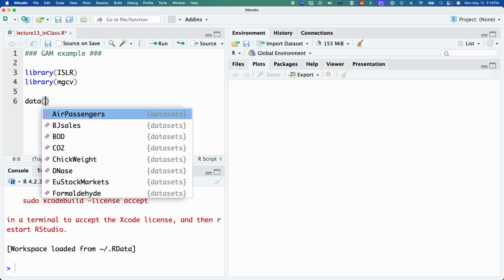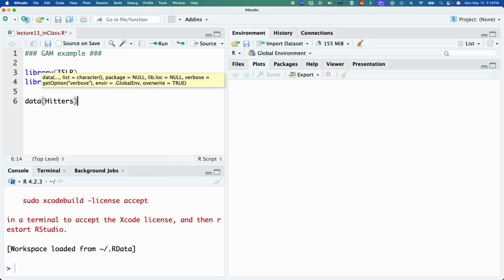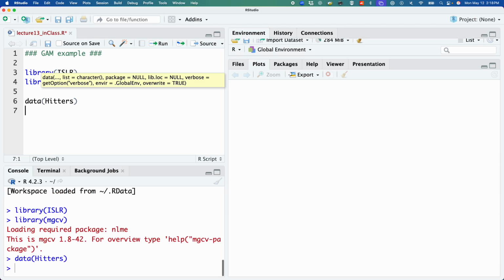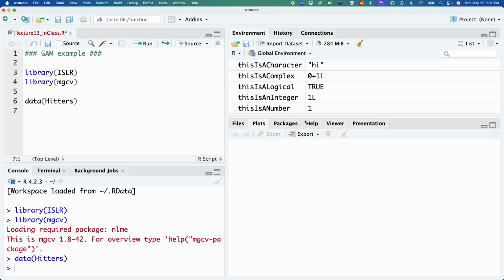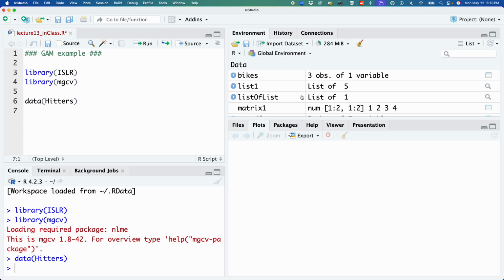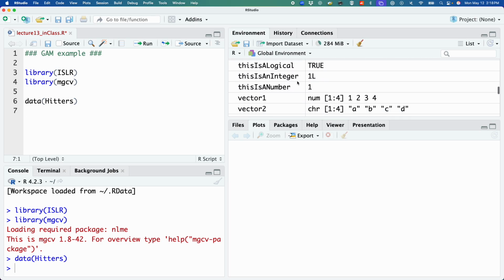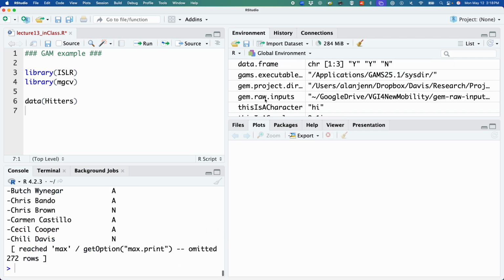So the data is Hitters. Have we looked at Hitters before? In the homework. Okay, great. So you hopefully have some sense of what this looks like, if you've done the homework already. So let me pull this up.